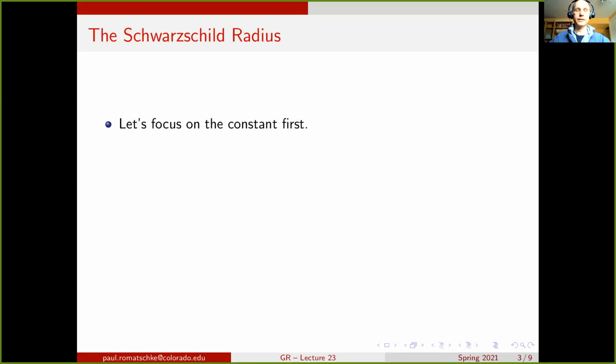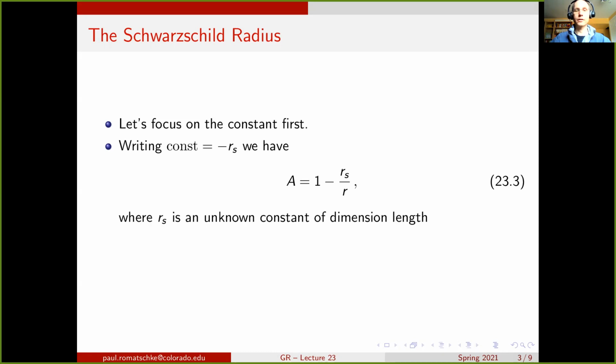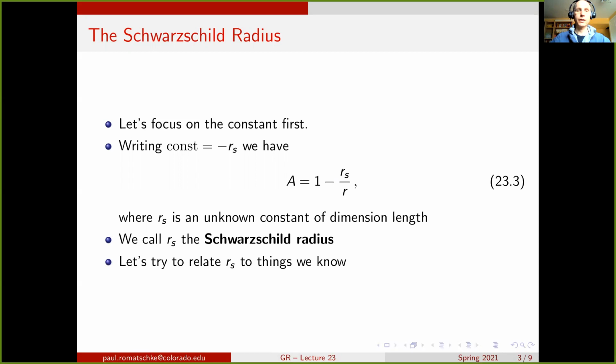First, I want to talk about the constant that appears in the function A. I will write the constant as minus another constant, which I call rs, the minus just being convention at the moment, but it will turn out that rs is positive. So if I do this, then the function A becomes 1 minus rs over r. So rs is an unknown constant that has to have the dimension of length in order for this to be a dimensionless ratio. We call rs the Schwarzschild radius. And in the following, I want to relate rs to things that we know about.